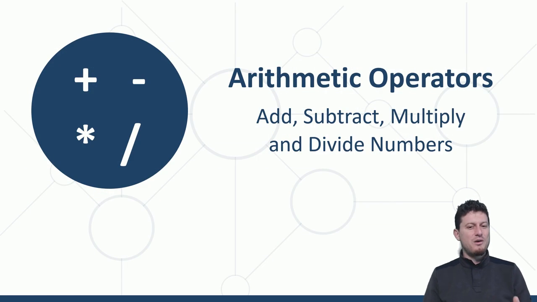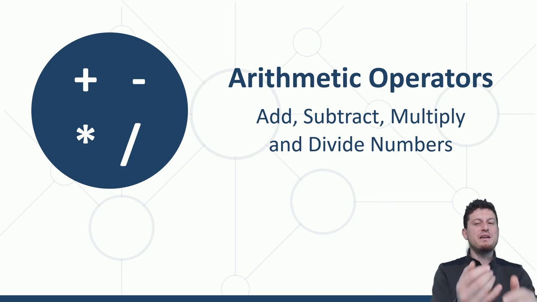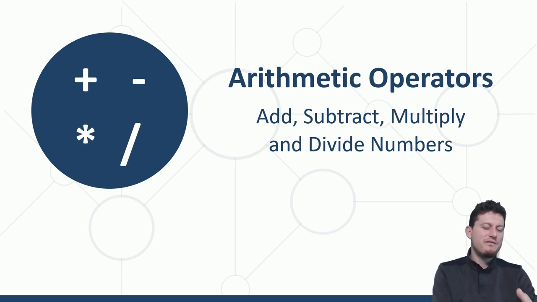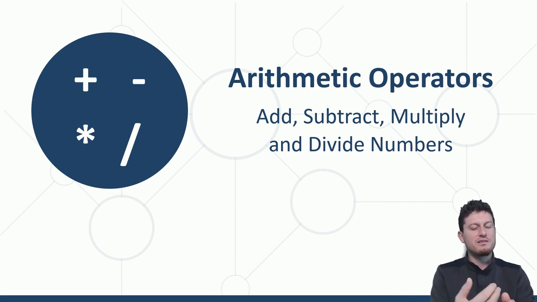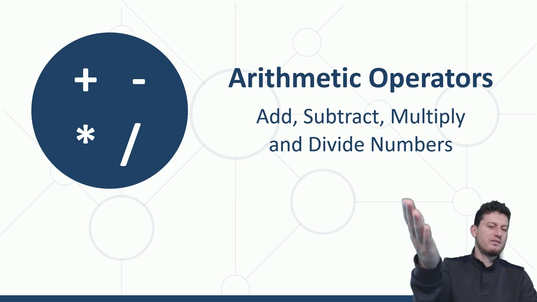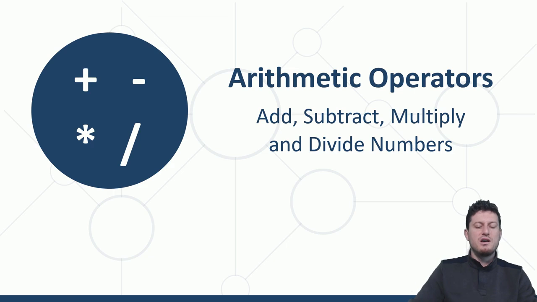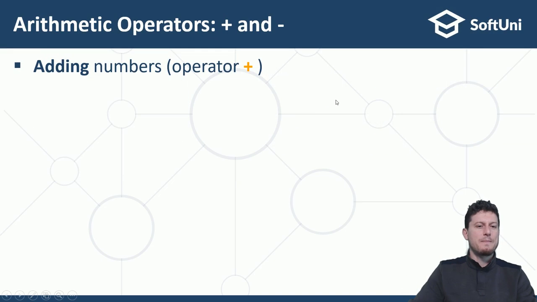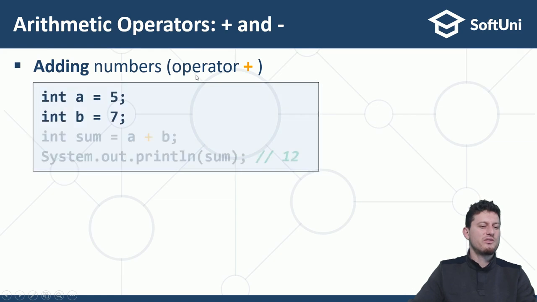Okay, the next topic is about arithmetic operators. I have already partially shown you how to use plus or division, but now we'll talk about adding, subtracting, multiplying, and dividing numbers using the plus, minus, asterisk, and slash operators in Java. So adding and subtracting numbers is done by plus.